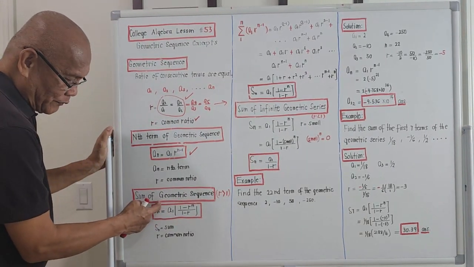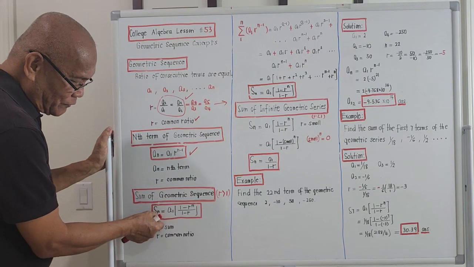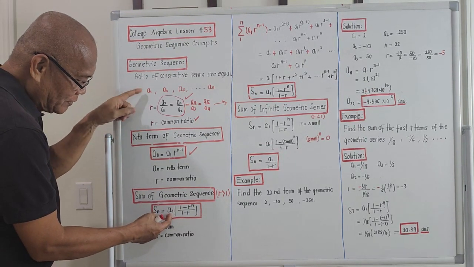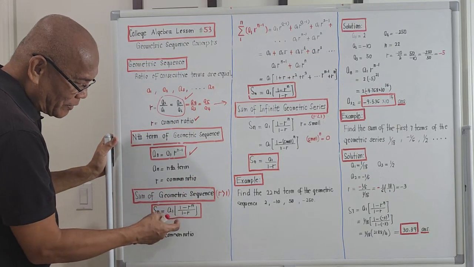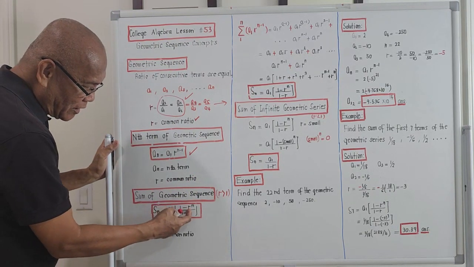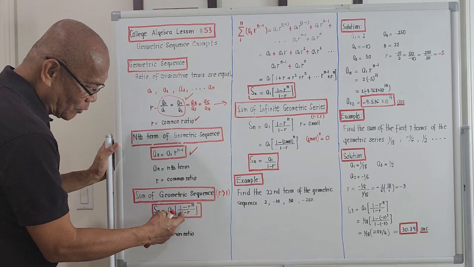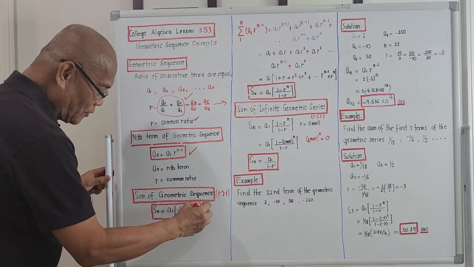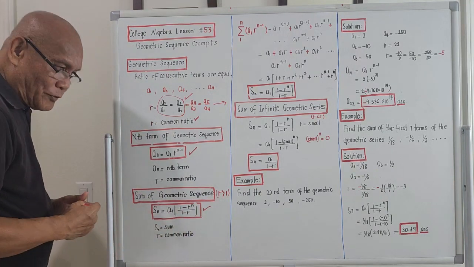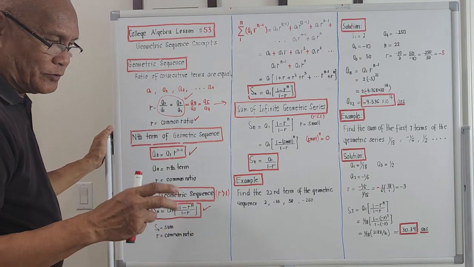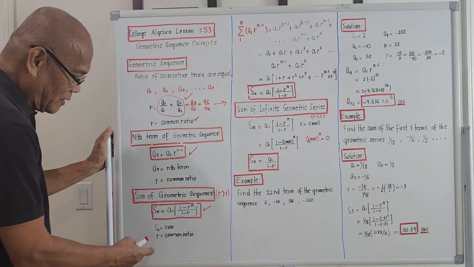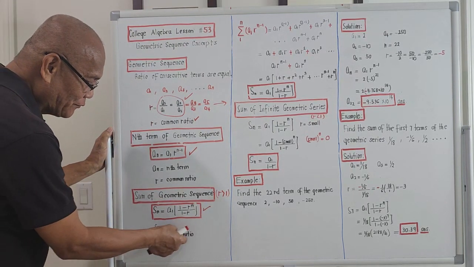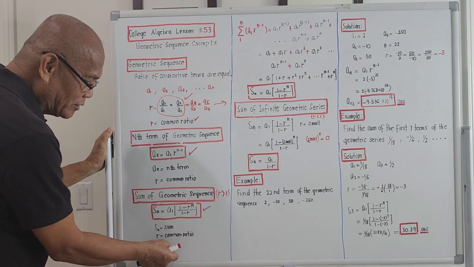Capital letter S with the subscript N, and this should be equal to A1, the first term, times open bracket, 1 minus R raised to the N power over 1 minus R, close bracket. This is the formula on how to compute for the value of the sum of n terms. Where S, capital letter S with the subscript N, means the sum, and R is actually the common ratio.